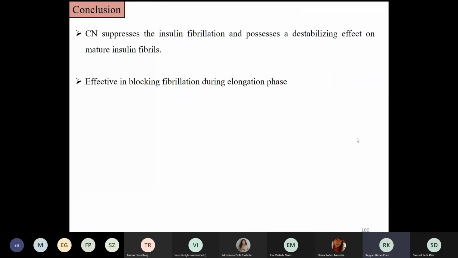So from here we can conclude that capromycin suppresses insulin fibrillation and possesses a destabilizing effect on the mature insulin fibril, and it is effective in blocking the fibrillation during the elongation phase.